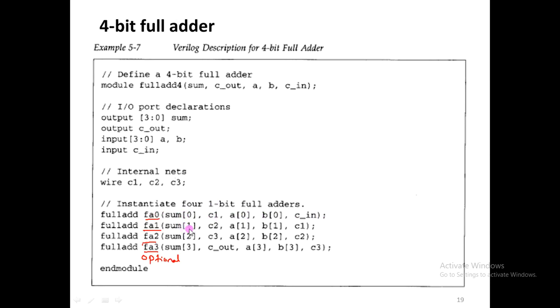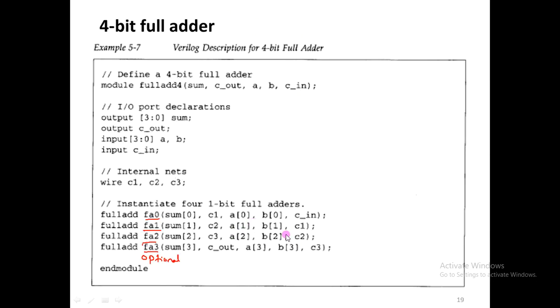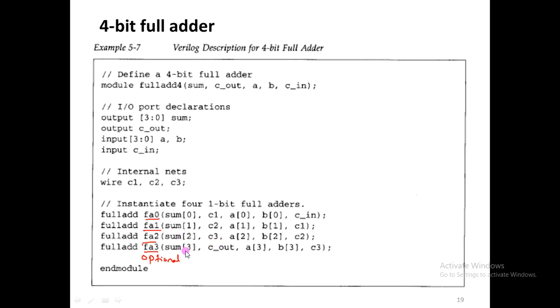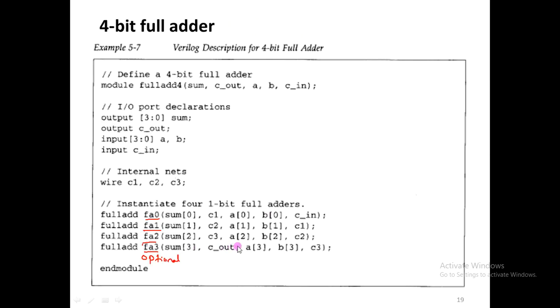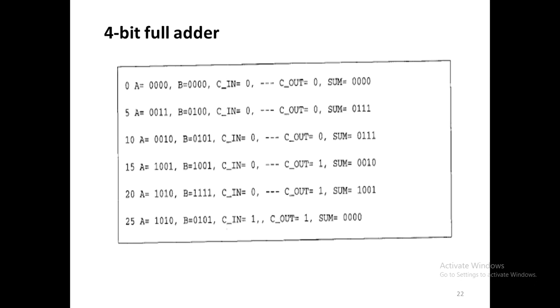Similarly, second full adder, sum 1, C2 is the carry output, A1, B1, C1 is a carry input. And for the third full adder, A2, B2, C2 is the input. Outputs are sum 2 and C3. Similarly, last full adder output is sum 3 and C out. A3, B3 and C3 are your inputs. So that is your 4-bit full adder. And same thing, we'll write a stimulus block. We'll give some input cases and we'll check whether the output is obtained in this manner or not.